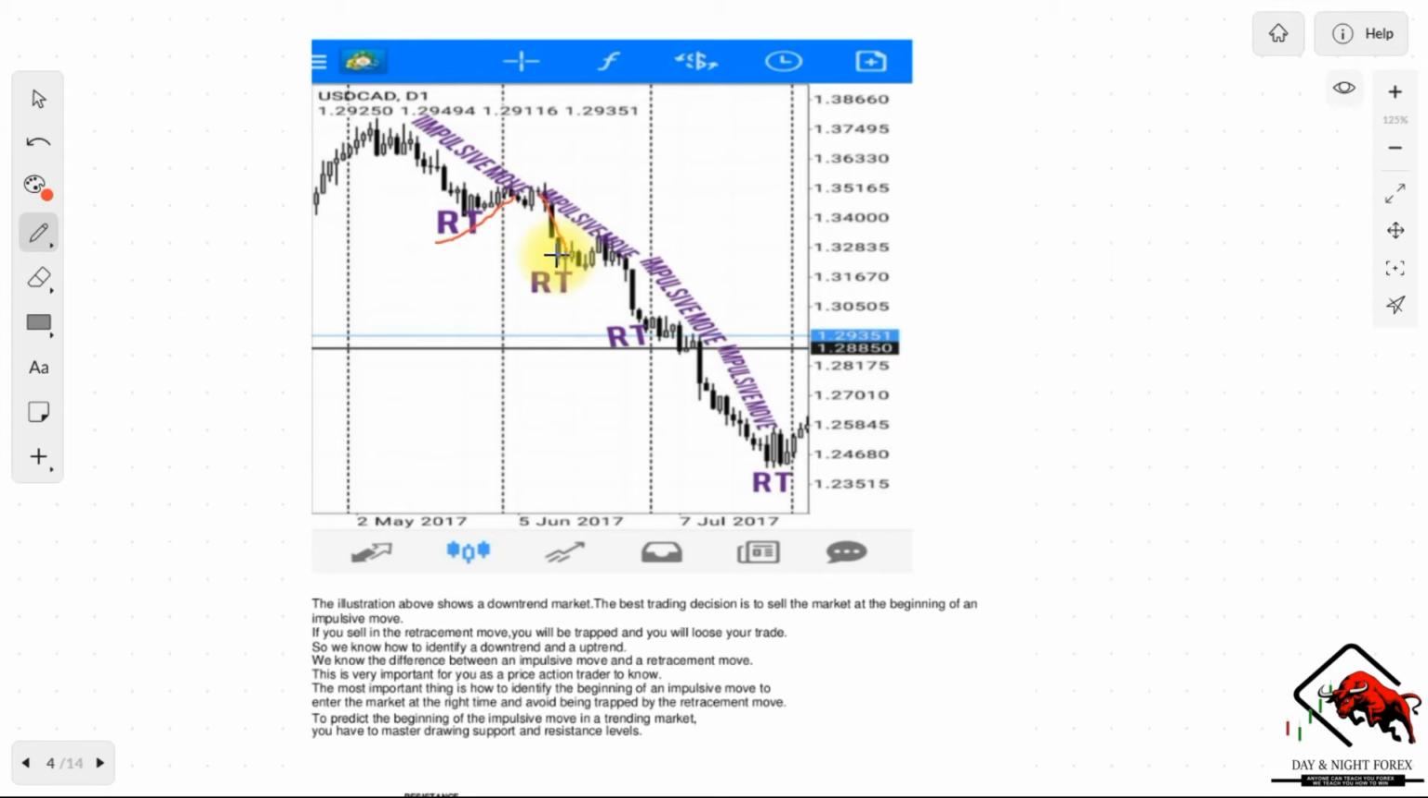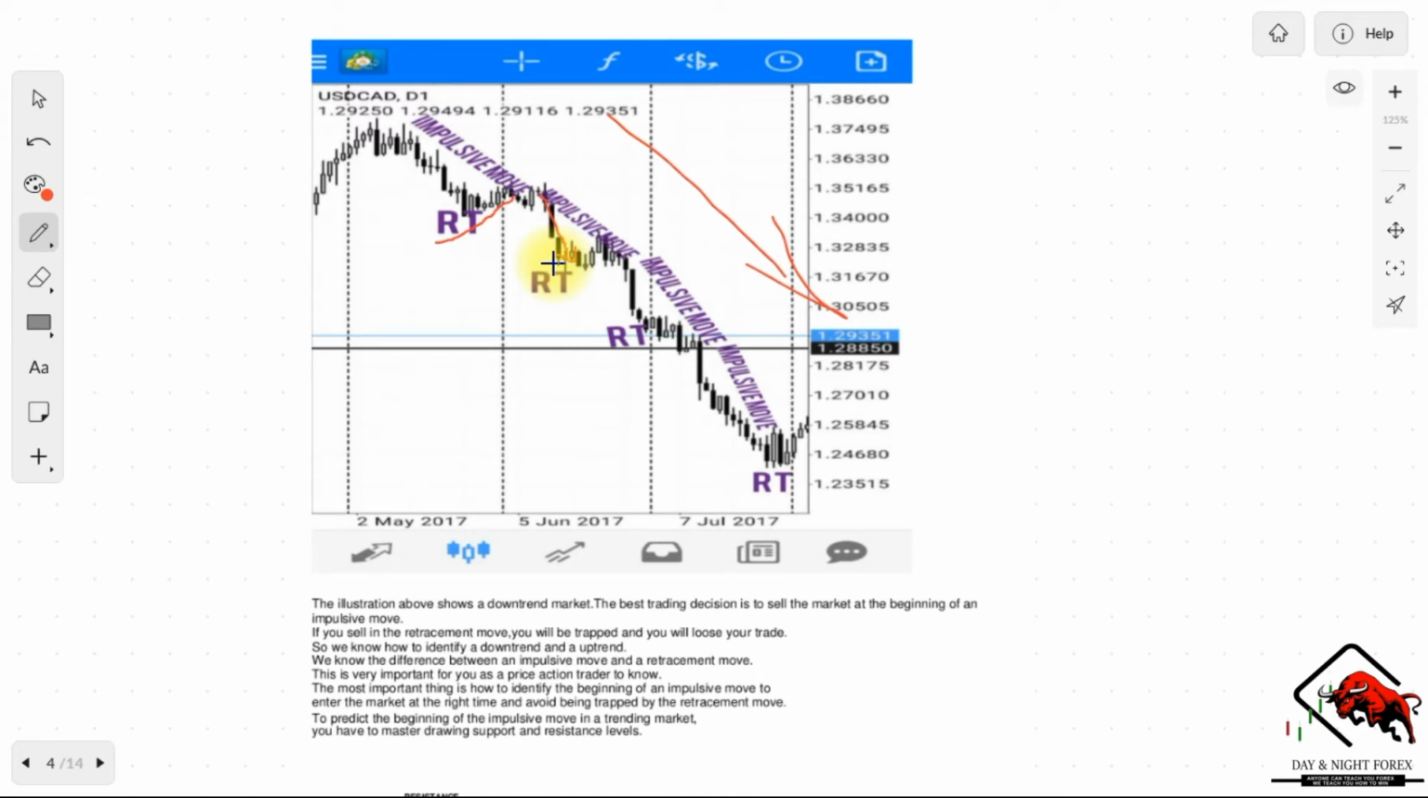So remember what I said, the impulsive move is in the direction of the trend. So here the overall trend is down, meaning that for the impulsive move, we are looking to sell at the beginning of the impulsive move and take profit at the end of it. So we are selling in this market. In a bearish market, we'll be selling right at the beginning of the impulsive move, and taking profit at the end of that impulsive move, or where the retracement starts, right?